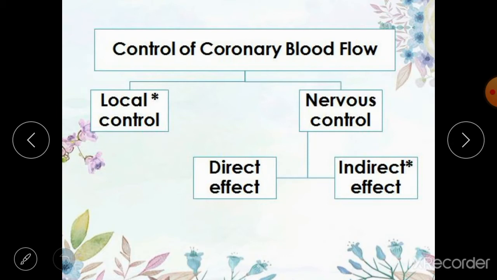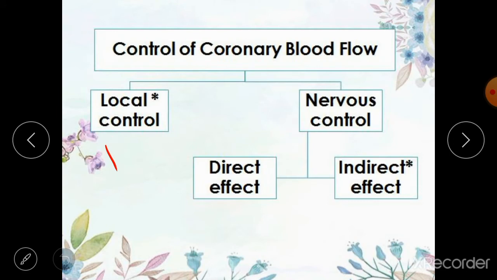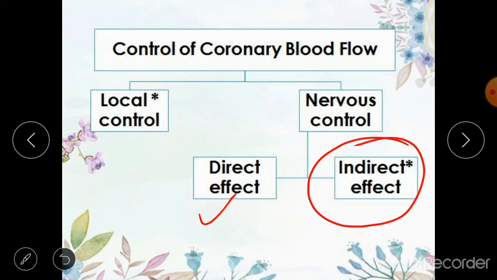Your factors can be divided into two main categories: your local control and your nervous control. But you must remember that your local control is the more potent or the more strong factor which controls your coronary blood flow. So the local control is more important than your nervous control. Your nervous control also has two effects: a direct effect and an indirect effect. And again, remember that your indirect effect is stronger than your direct effect.